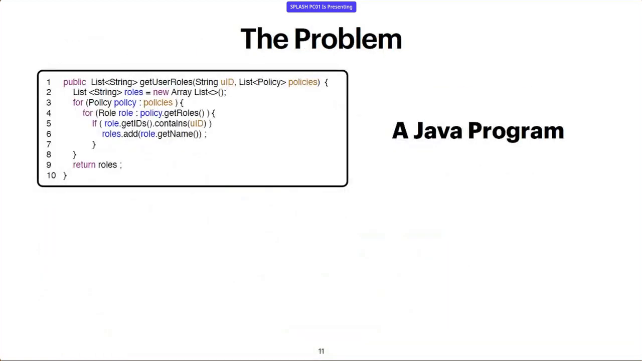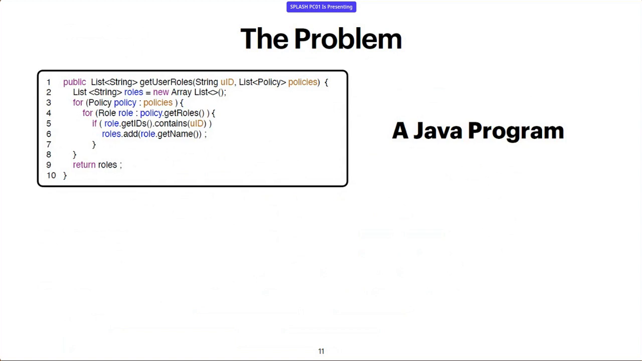To explain the problem, we're just going to look at a simple example. Here's an imperative style Java program. This is a function that takes two arguments: a string UID, which is a user ID, and a list of policies. You can think of these as being healthcare policies. Each healthcare policy has a set of roles, and those roles can be things like a beneficiary or an owner of the policy.